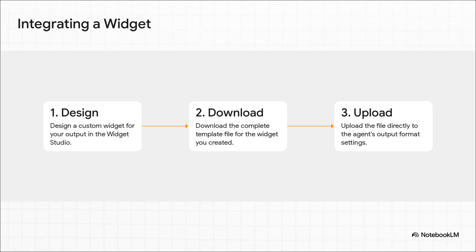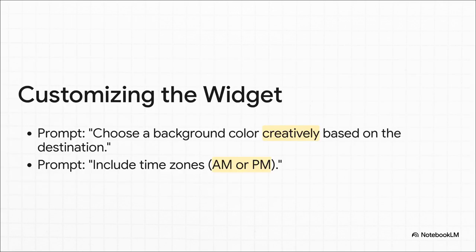It is unbelievably easy. But hold on, because this is where it gets really cool. We can actually give the AI more instructions on how to use the widget. We can add prompts like, choose a background color creatively based on the destination. And we can also ask it to be more specific, like making sure it includes AM or PM in the time zones. We're essentially letting the AI act as a designer.